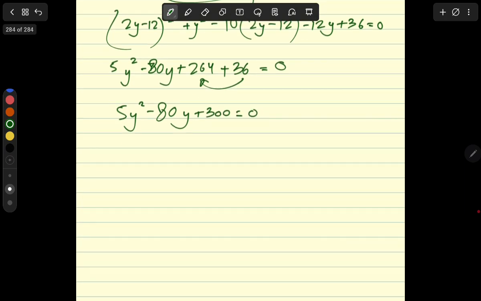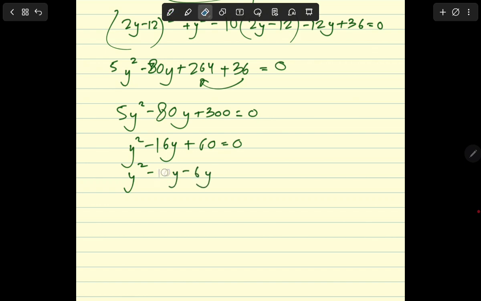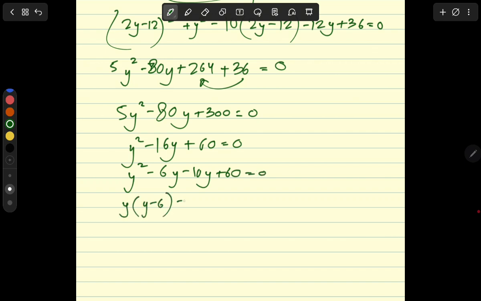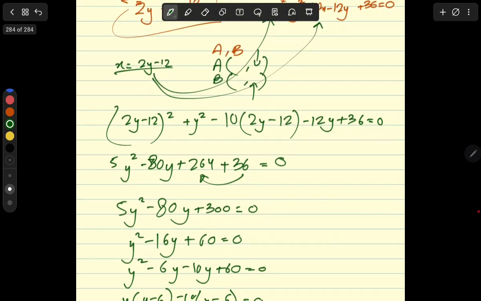I can factor the 5 out, so this becomes y squared minus 16y plus 60 equals 0. So 10 times 6: y squared minus 10y minus 6y plus 60 equals 0. So (y minus 10)(y minus 6). So my y coordinates are 10 and 6.